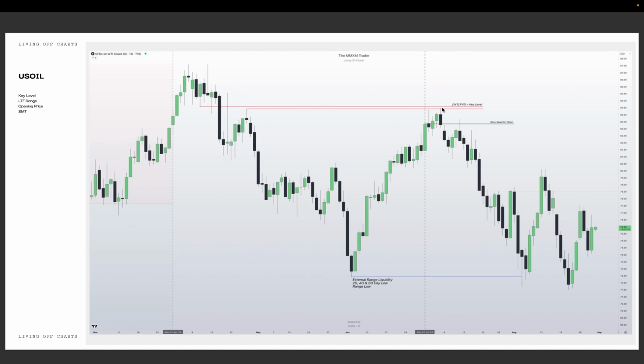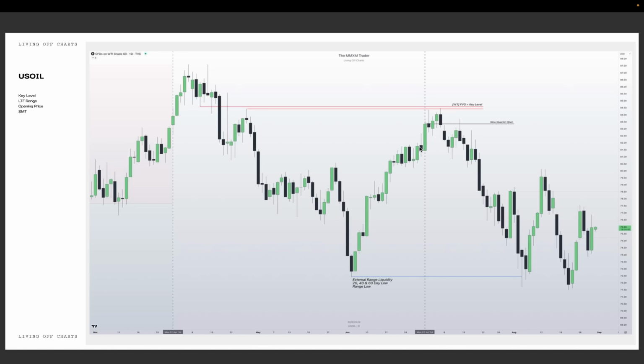Price then trades up into the weekly key level here, new quarter open, key level above the open. What are our liquidity pools for this key level to trade down into? We're going to be taking the day of the new quarter. We're going to be counting back with the first day being the day before the new quarter, which is right here, 20, 40, and 60 days.